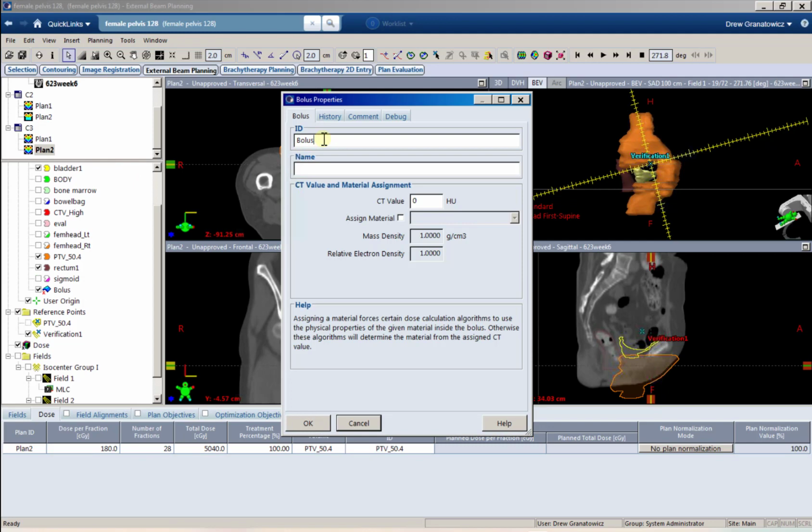Whenever I create a bolus, I always put the thickness of the bolus, just so there's no confusion for anyone on how thick it should be. So we're going to make a 1 cm bolus, so 10 millimeters.